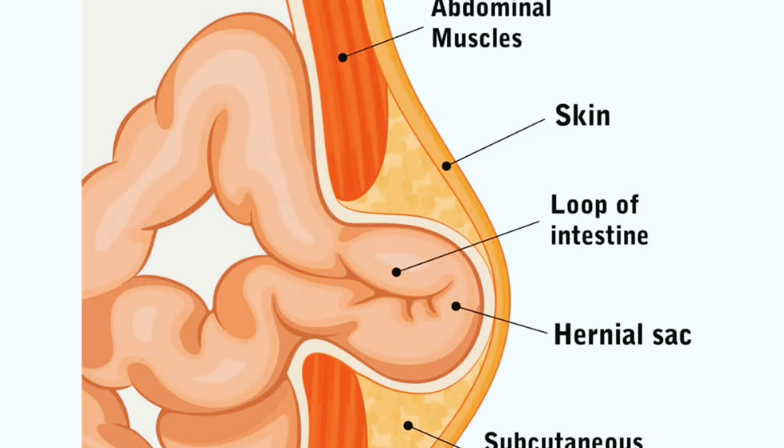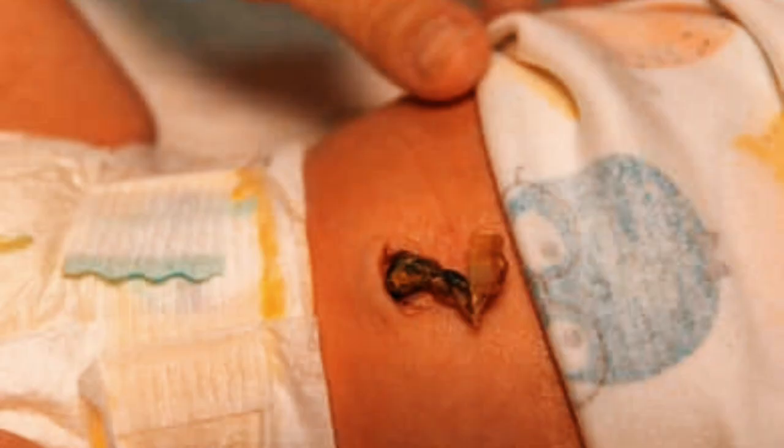Causes of umbilical hernia. The primary cause of umbilical hernias is a weakness or defect in the abdominal wall. This weakness can occur due to several factors, including: A. Incomplete closure. During fetal development, if the abdominal muscles fail to close completely around the umbilical opening, it leaves a weak spot in the abdominal wall, making herniation more likely.